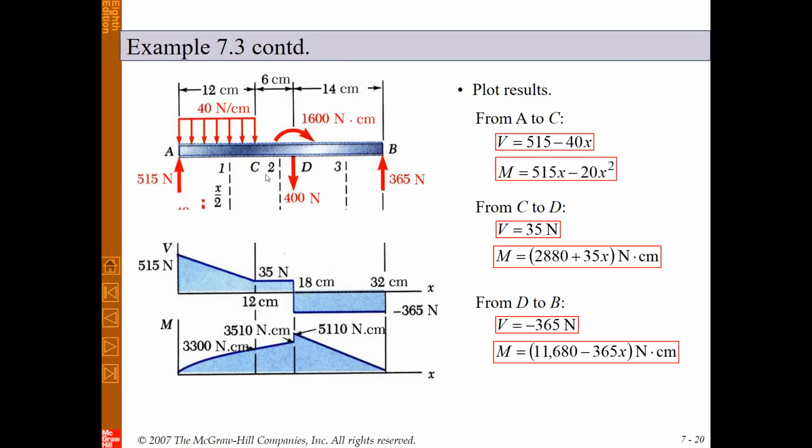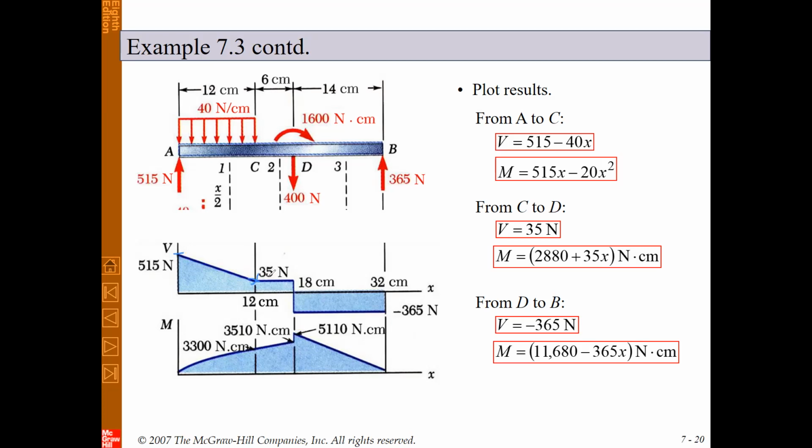Okay, so we can plot the shear force and bending moment diagram. As you can see, for the shear force versus x, we have 3 cuts and 3 different equations for the shear force and bending moment. The first one is a linear equation of x. As you can see, it starts from 515 and at this point it's equal to 35 Newton. You can check it again.